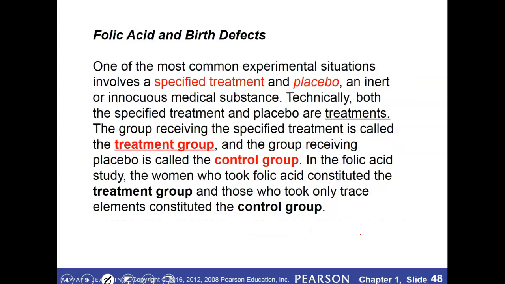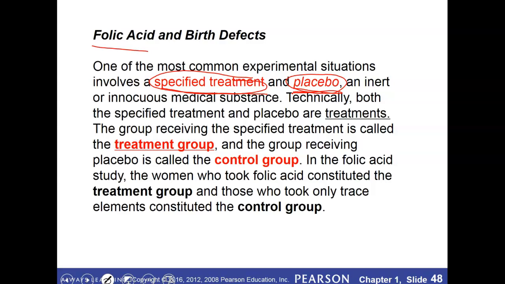All right, so one of the most common experimental situations involves a specified treatment and a placebo. A placebo is something that might look like a drug, but it's really not. It might be sugar water, or it might be salt in water. So you have a specific treatment, and in this experiment, the treatment was folic acid. The placebo group was a group of women who were pregnant, who just maybe got salt water or some other type of treatment that didn't have any effect on their pregnancy.